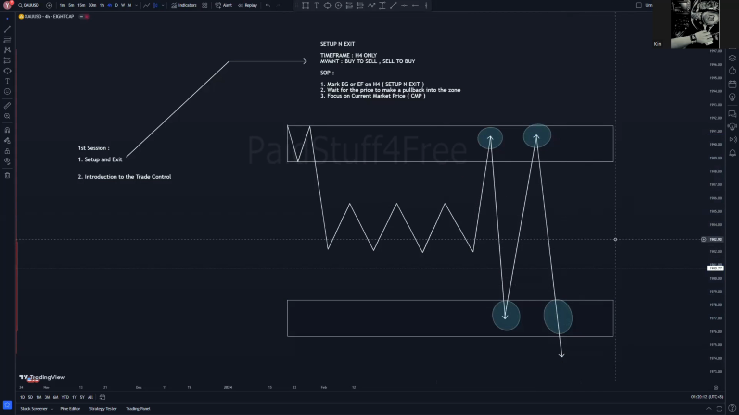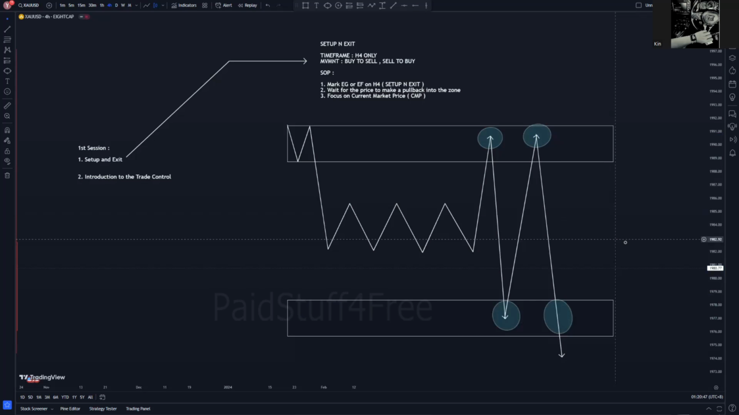Actually, there are no fixed rules for you guys, like the zone can only be touched about 5 times or 10 times. Even though the price touches that certain zone and goes, repeating for like the 100,000th time, if that zone is still valid, we can still use it for selling. Because we are the kind of trader that focuses on the current market price.